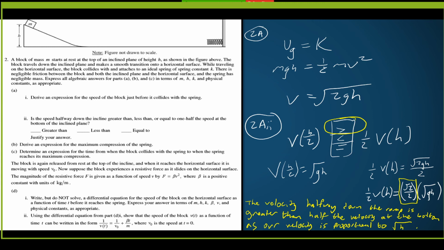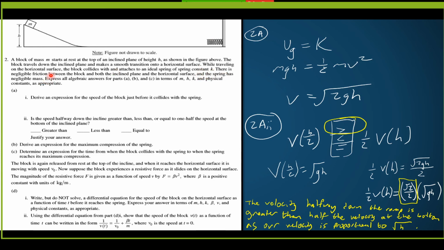I have an inclined plane here with a block of some mass that we're going to drop down the inclined plane and then run into this spring. So we're starting at rest from the top of the inclined plane. We're going to travel down the inclined plane and then make a smooth transition onto a horizontal surface. While we're on the horizontal surface, there is negligible friction between the block and the plane, and the spring has negligible mass.